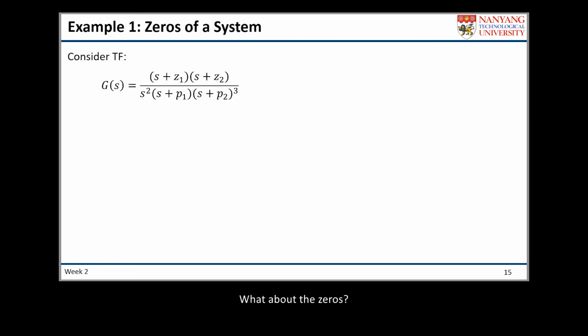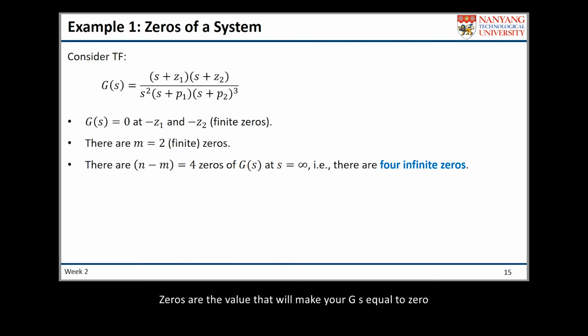What about the zeros? Zeros are the values that will make your G(s) equal to 0, equal to null. Obviously from this equation, the zeros of your transfer function are minus z1 and minus z2. If s is equal to minus z1, this term will become 0, so your G(s) will become 0. If s is equal to minus z2, then this term will become 0, and your G(s) in turn will also be equal to 0. So you have 2 zeros in your transfer function here.